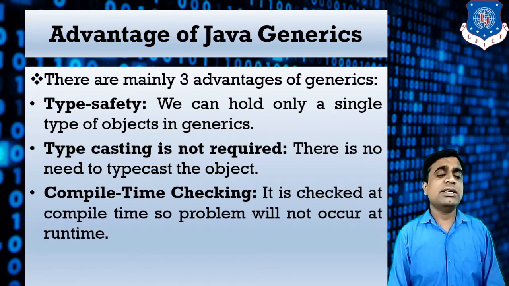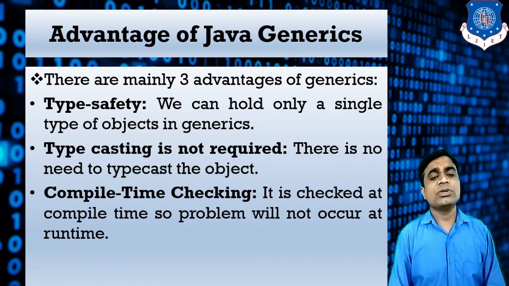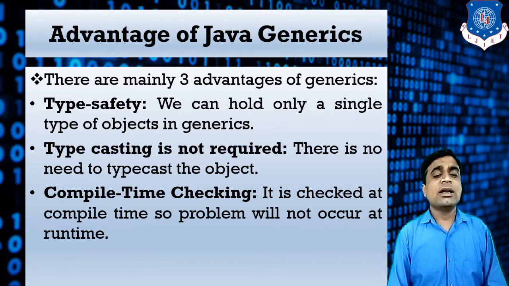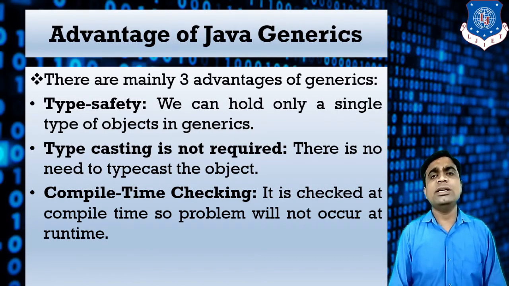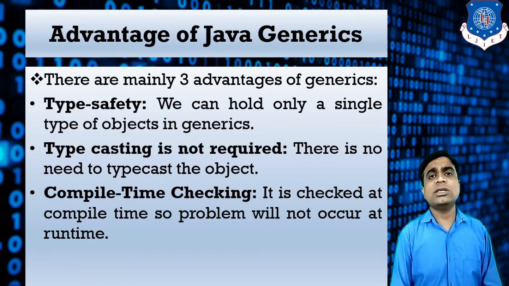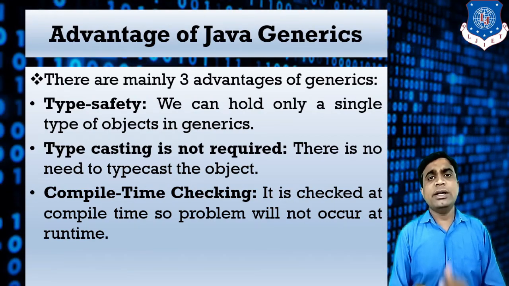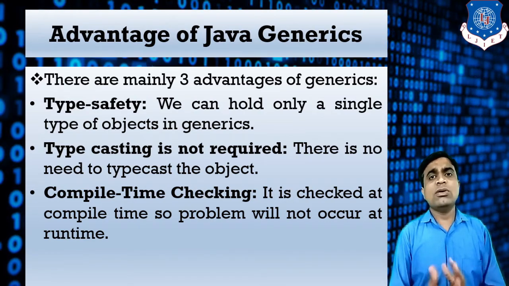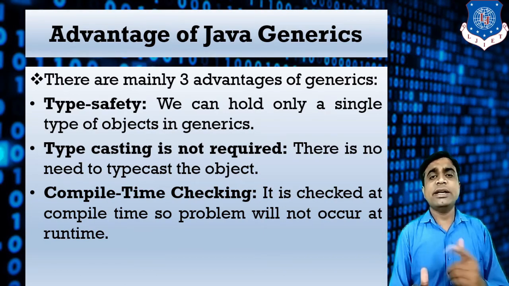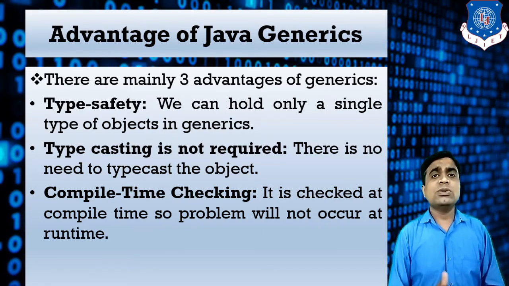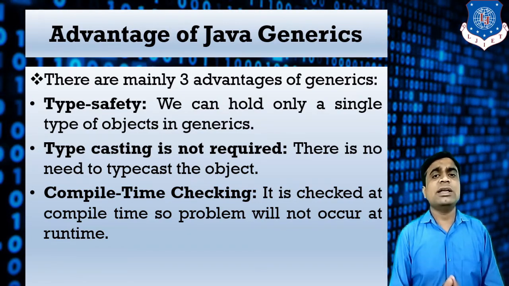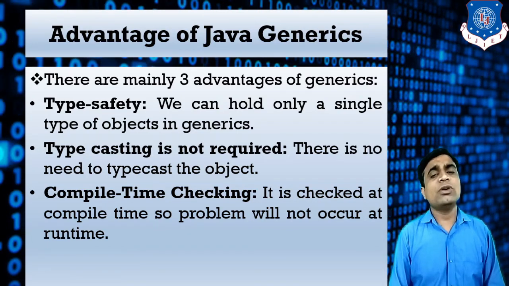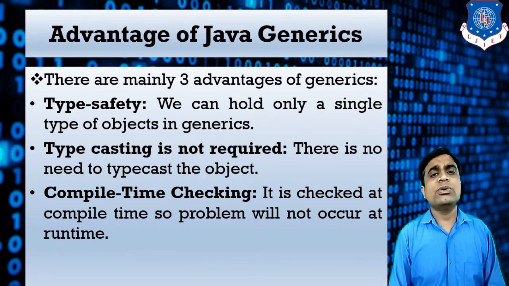And the last advantage is compile time checking. It is checked at compile time, so the problem will not occur at runtime. If you are talking about integer, character, float, double, all these different methods we are creating in a single method, all this conversion and typecasting is checked at compile time, not at runtime. So that is one more advantage.